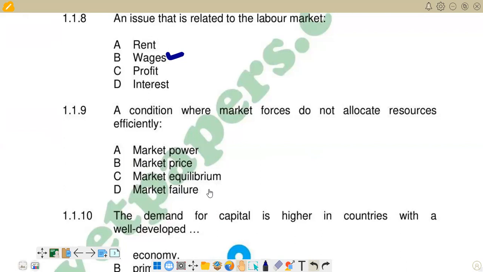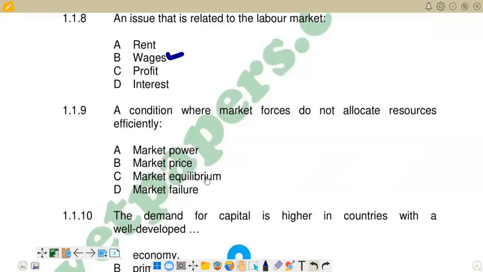Then market price, we know that is the price of a certain product or commodity at a point in time. Then you go to market equilibrium, which is the price level that is determined by the price mechanism, that is the forces of demand and supply. When we have the intersection of the demand curve and the supply curve, we have the equilibrium price being determined, and that's where we've got market equilibrium.